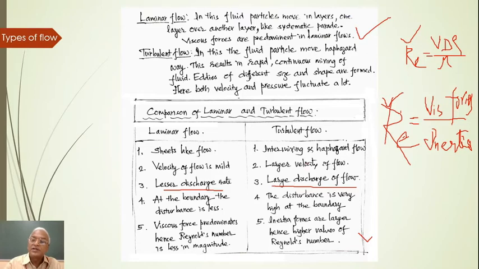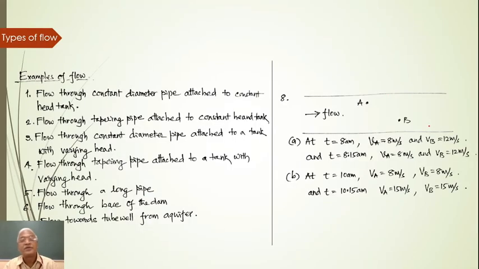If the number is less than 2000, then it is a laminar flow where viscous forces will be more, right? And inertia forces are less predominant. And then in turbulent flow, what happens is the inertia forces become too much and viscous forces become less. That's why this ratio becomes too high. Okay, we'll see further.